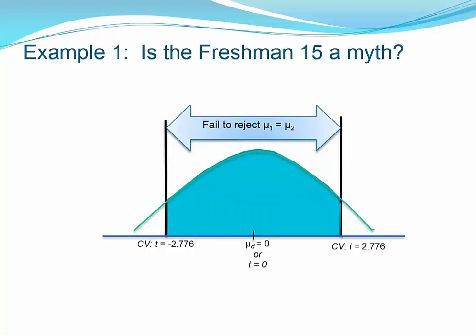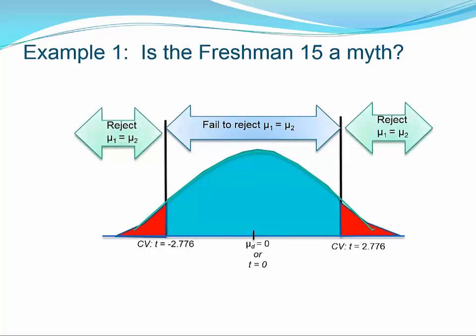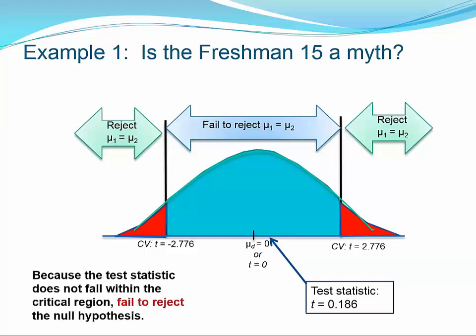Anything that falls between those lines is the fail to reject. Anything that falls in the tails is rejection. We plot the test statistic to see which region it falls in, and we get 0.186. Now that falls in the blue region, so we're going to fail to reject the null hypothesis.